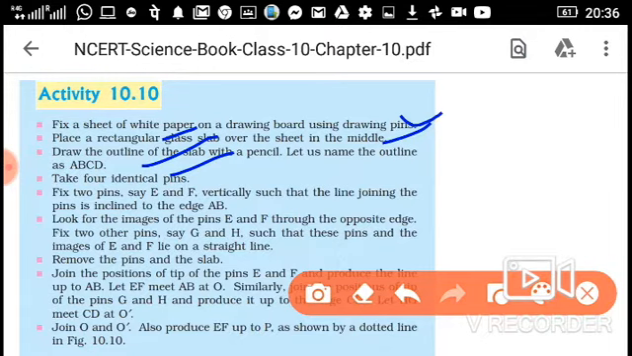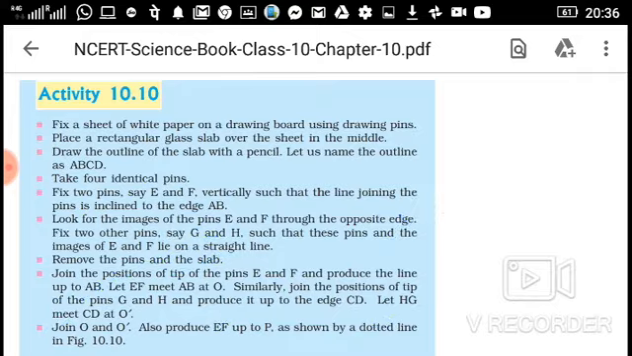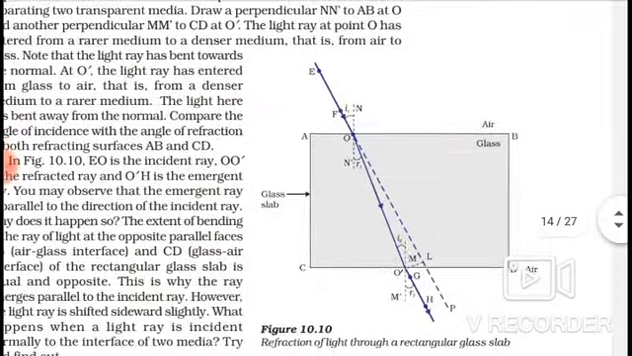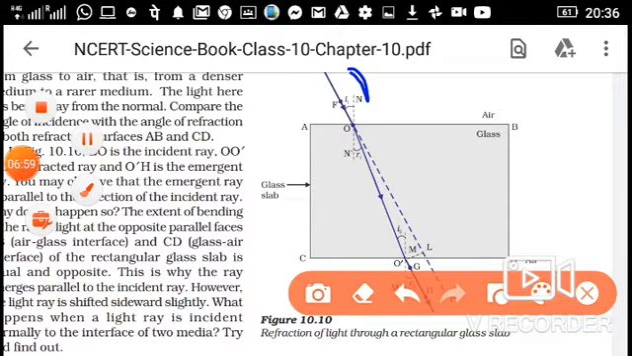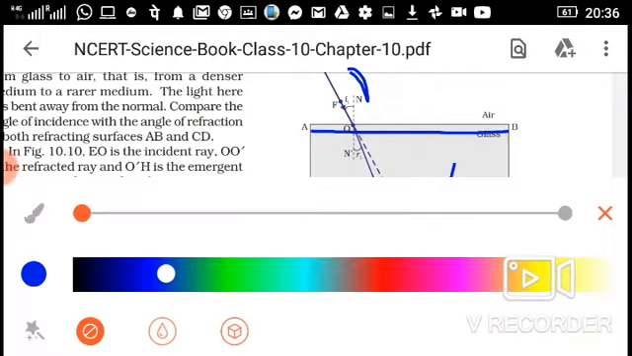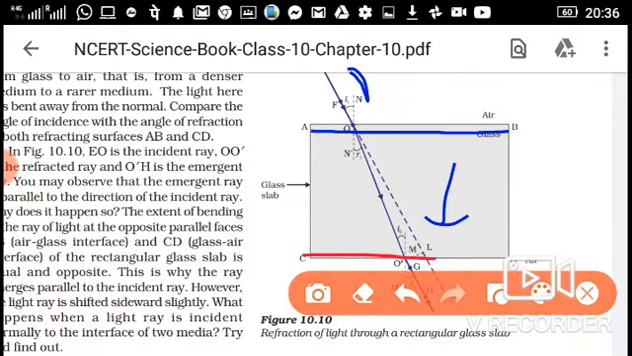Look for the images of the pins E and F through the opposite edge and fix another pins G and H so that all the pins lie on a straight line. This you see. First you fix E and F here, E and F pins. Then from the opposite edge. This is the edge and this is the opposite edge. Now you see here.